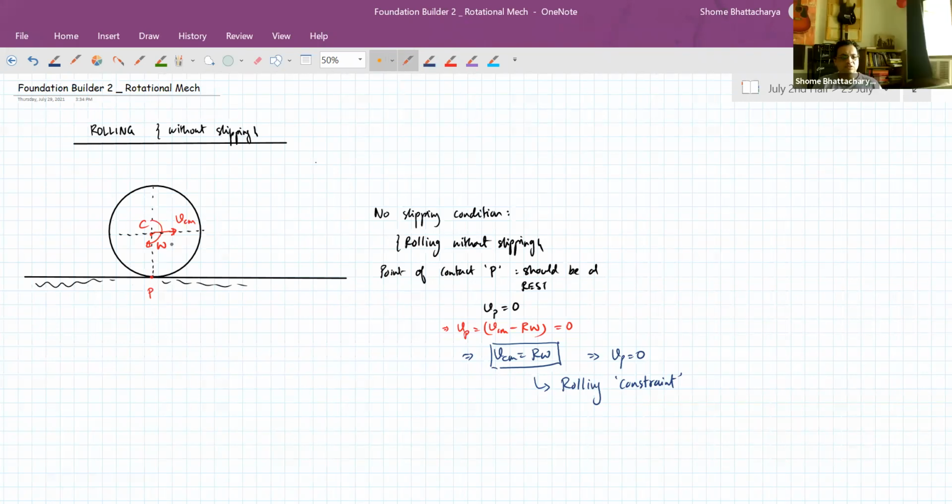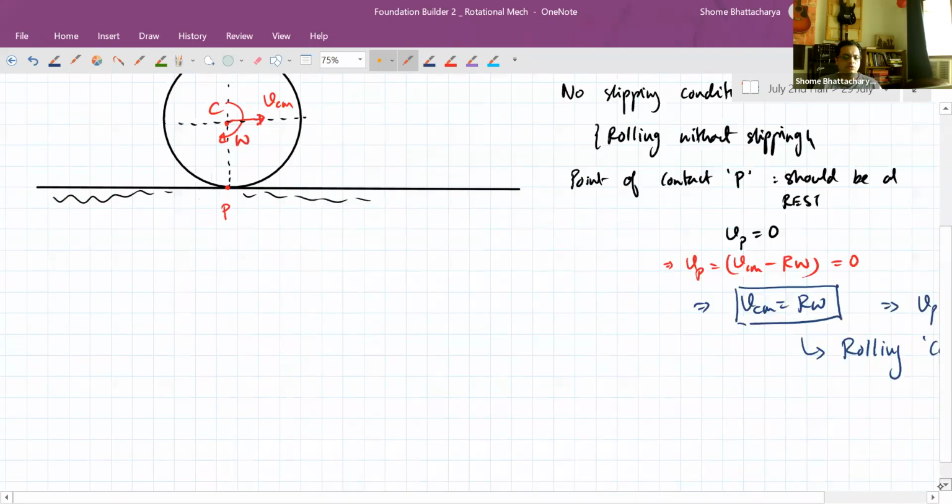So now today, this is a repetition of what we've seen yesterday. It's a recap. Now today, let's begin the lecture by understanding the situation of rolling happening down an inclined plane.